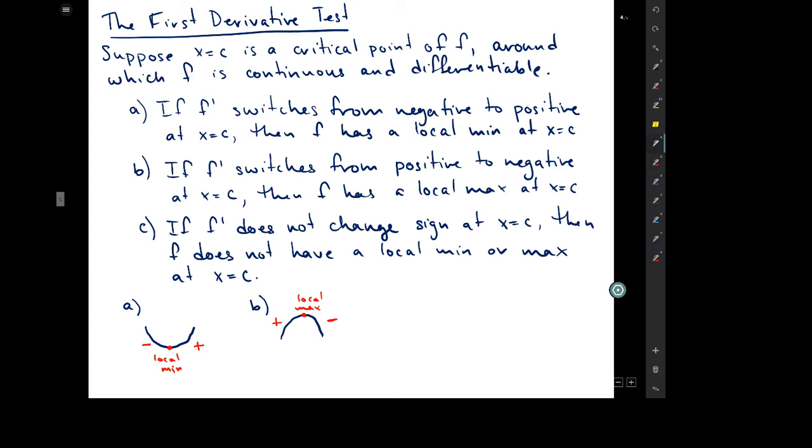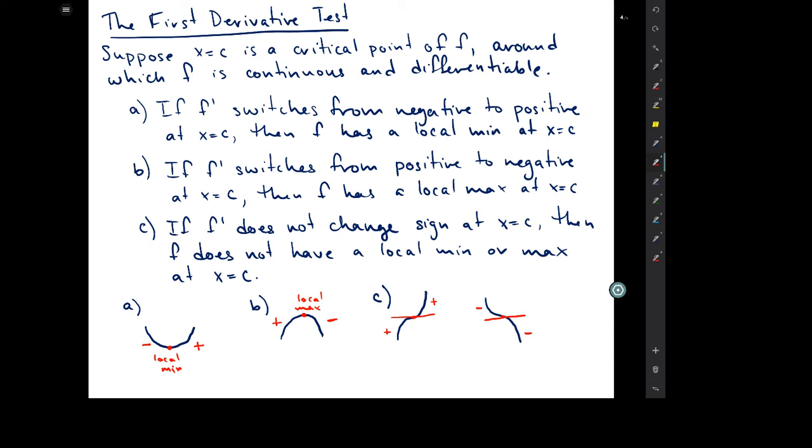C, if my derivative does not change sign, then I do not have a local min or a max. And what that looks like, if my function is increasing the whole time, it's going to look like that. So I still have a horizontal tangent line, but my function is increasing on both sides of that. And if my function is decreasing, this is what that looks like. Again, there is this critical point where I have a horizontal tangent line, but my function is decreasing and continues to decrease on the other side of that.